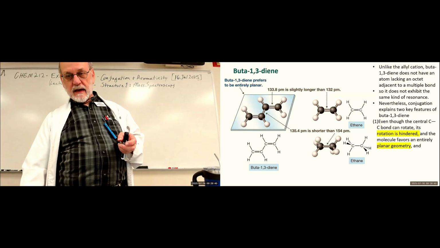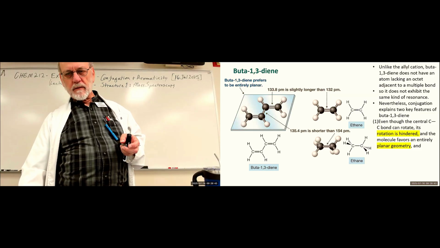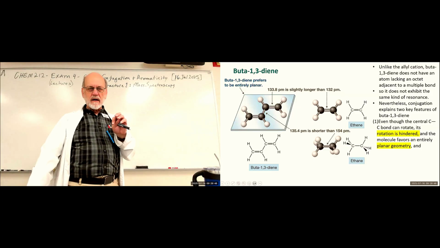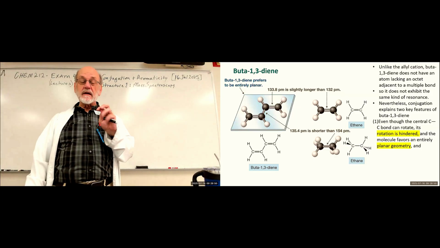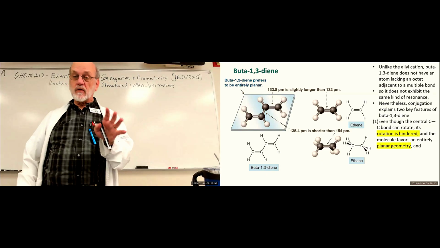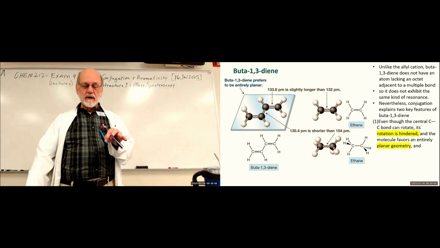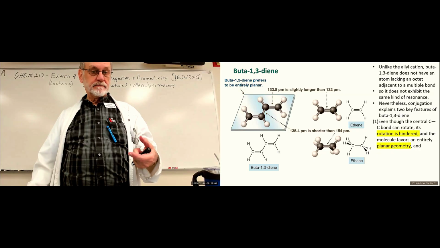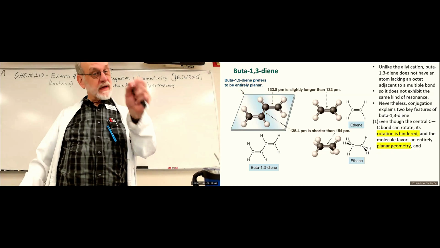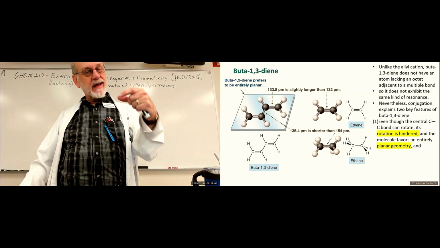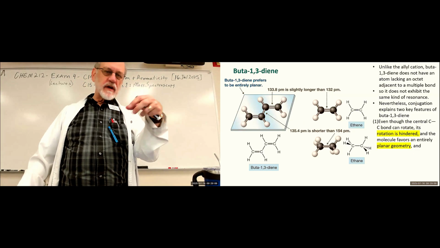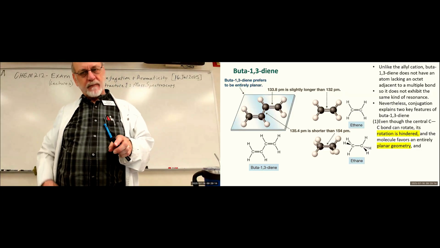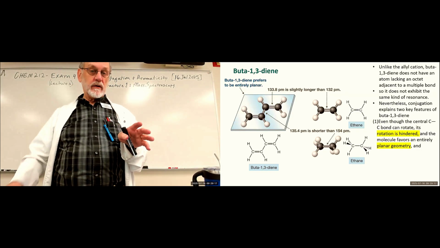And this is probably going to tell you what I've already told you before. Even though the central carbon-carbon single bond can rotate, we would expect it to rotate. It doesn't rotate. Rotation is hindered by the conjugation. We're giving that single bond some double bond character, and we're taking some of the double bond character away from what we view as double bonds. And that means the molecule is planar.